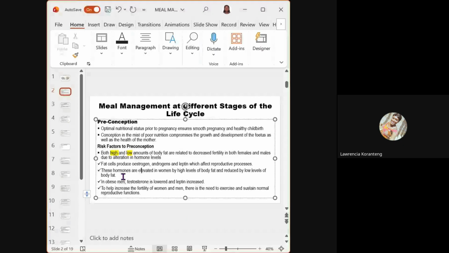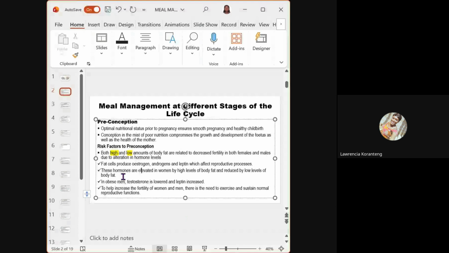This is a serious issue. So when you see a lanky man that lacks a good amount of fat and has lost weight, not lanky as in genetically lanky, but healthy. But if it is lankiness as a result of poor diet, it means that these men's fertility is affected.